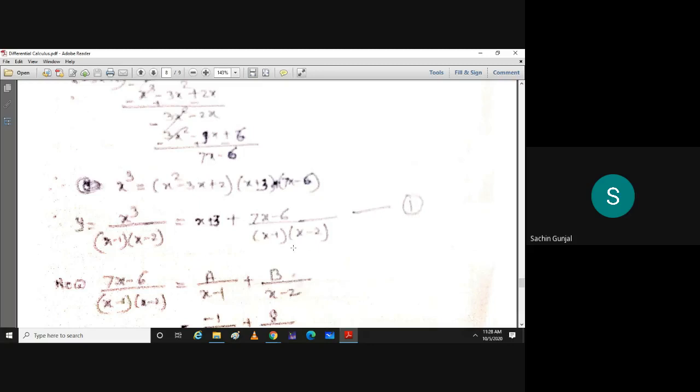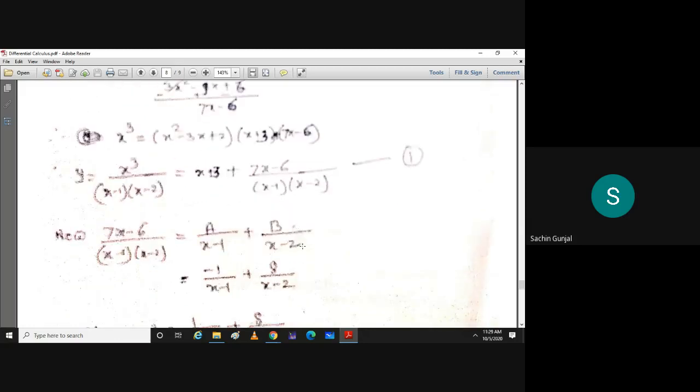So this function 7x minus 6 upon x minus 1 into x minus 2, you can write as a upon x minus 1 plus b upon x minus 2. And if you do cross multiplication, a into x minus 2 plus b into x minus 1 is equal to numerator, that is 7x minus 6. Please do this calculation. Please check coefficients. Are they minus 1 and 8? Please check it.